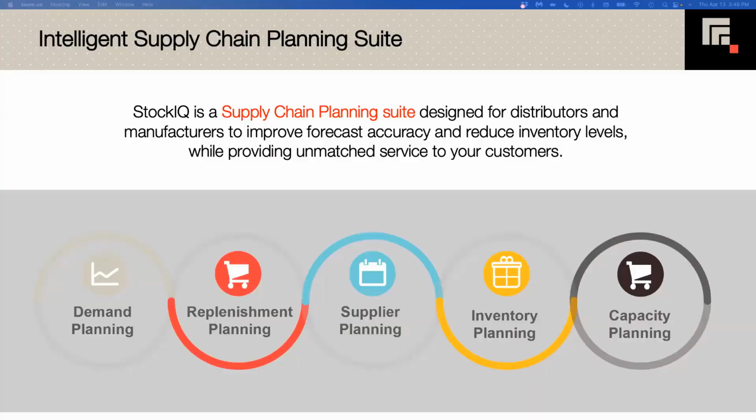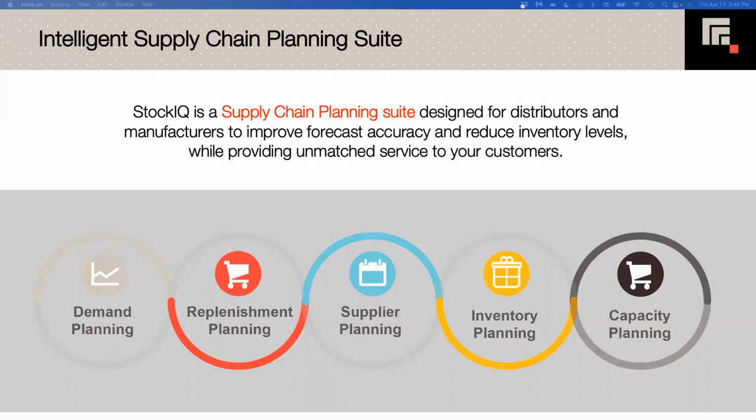StockIQ's Intelligent Supply Chain Planning Suite has been developed for distributors and manufacturers with the express intent of improving forecast accuracy and reducing inventory levels. The main applications and modules in the suite include demand planning, forecasting, replenishment planning, which includes transfers, work orders, service orders, and supplier planning, monitoring vendors' on-time performance and if they're delivering in full.